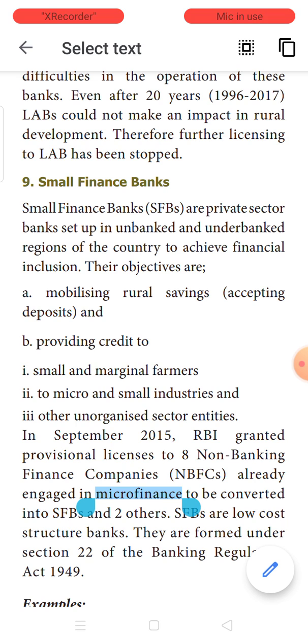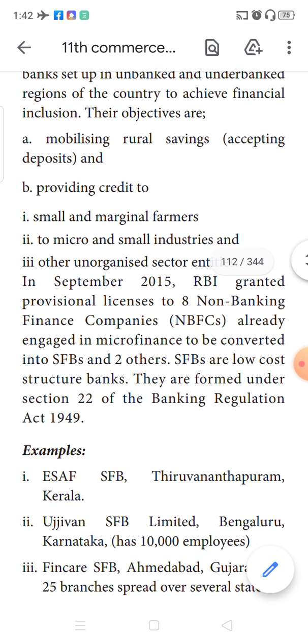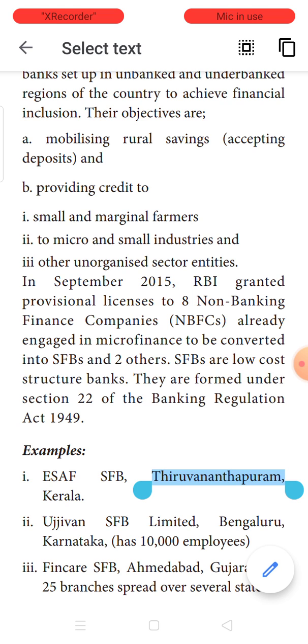Their main objective is what? To mobilize savings, that is, accepting deposits from the public. From the deposits, they create loans to whom? They provide loans to small and marginal farmers, to micro industries, MSMEs, micro and small industries, and apart from that, they provide loans to the unorganized sector. Unorganized sector means any business unit which has been established without obtaining proper certification under the MSME schemes. Okay, they might not have obtained a certificate to start the business. No IT filing will be there. Such a business you call the unorganized sector.